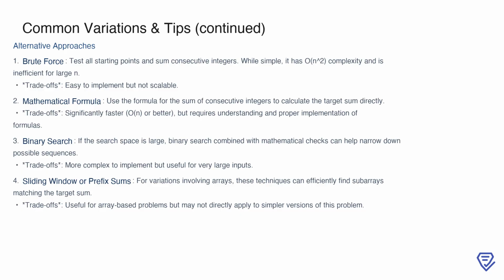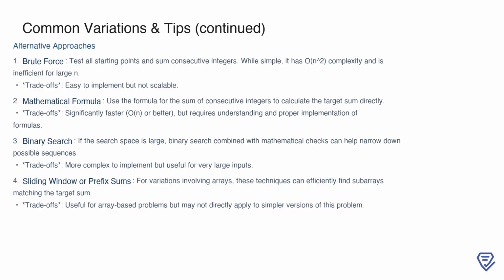This approach drastically improves performance, achieving a complexity of n, or better, but it does require a solid understanding of the underlying formulas. For very large input sizes, binary search can be a powerful tool. By narrowing down the search space and combining it with mathematical checks, you can identify valid sequences more efficiently, though this method is more complex to implement.